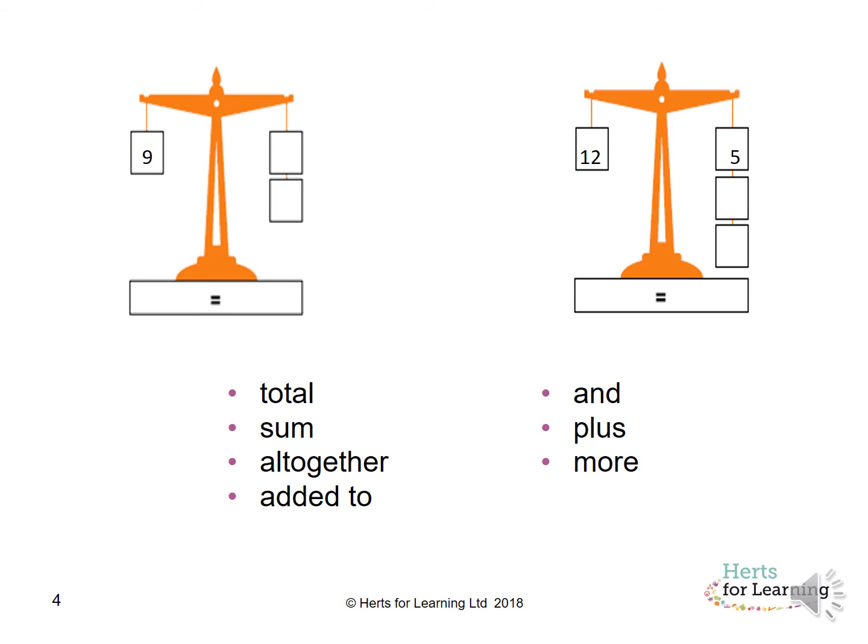Okay, so we can make 9 with an 8 and a 1, a 7 and a 2, a 6 and a 3, a 5 and a 4, and then we can do all of those the other way around as well. So well done if you said any of those answers.